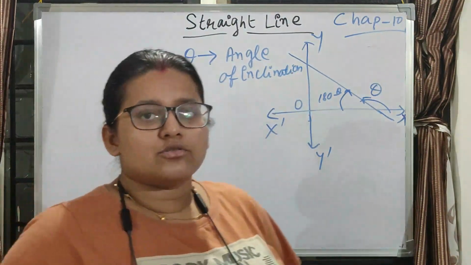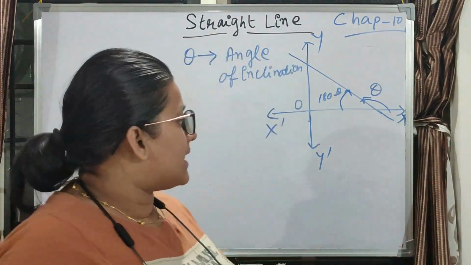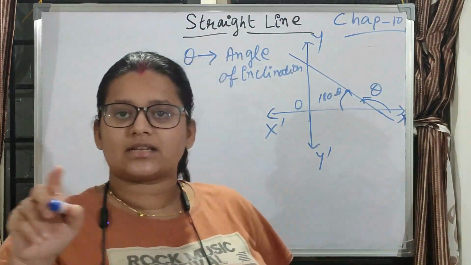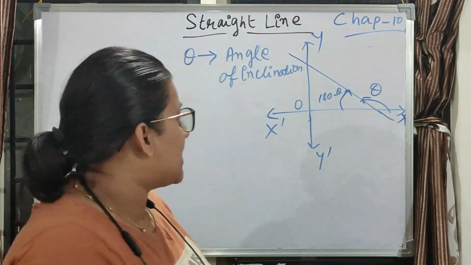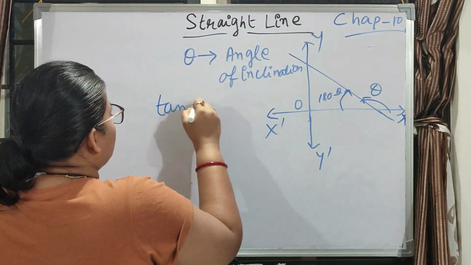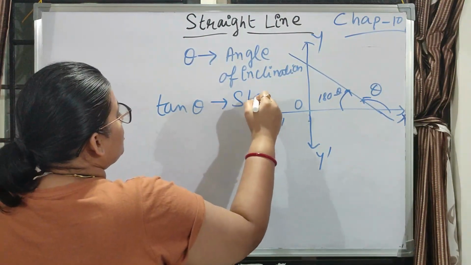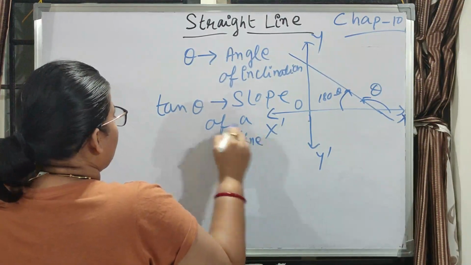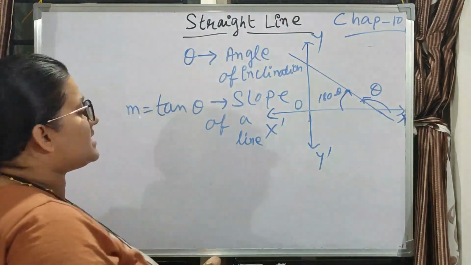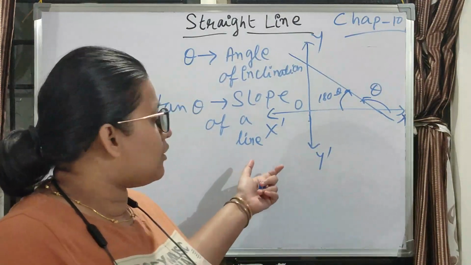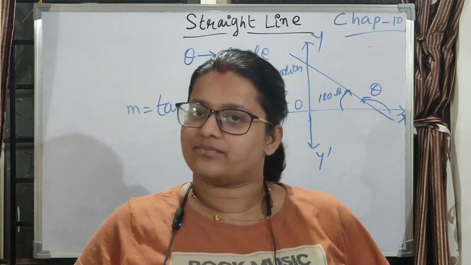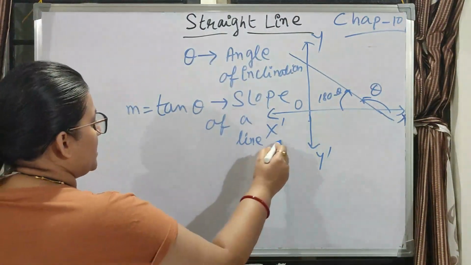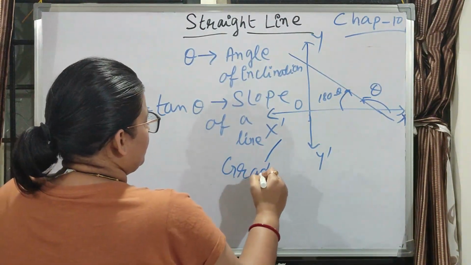So slope means what? If we take tangent of this angle. Tangent means the trigonometry tangent. So tan theta is called slope of line. This can be given the name m also. And the slope of line is also known as gradient of line. Gradient and slope both are same. So this is called gradient also.